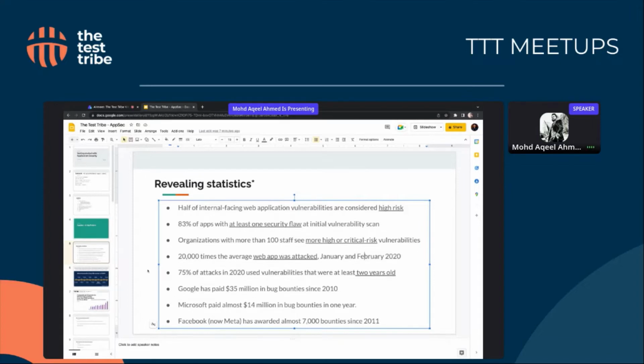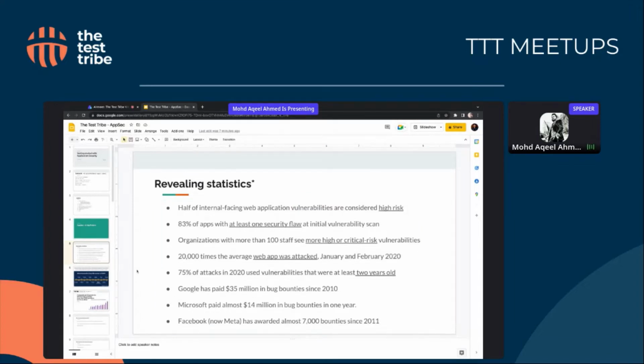And it's good to know that people and organizations are understanding the risk involved, and they are putting some effort and some money into fixing those vulnerabilities. And if you see, Google has paid $35 million in bug bounties since 2010, and Microsoft alone has paid $14 million just in 1 year.